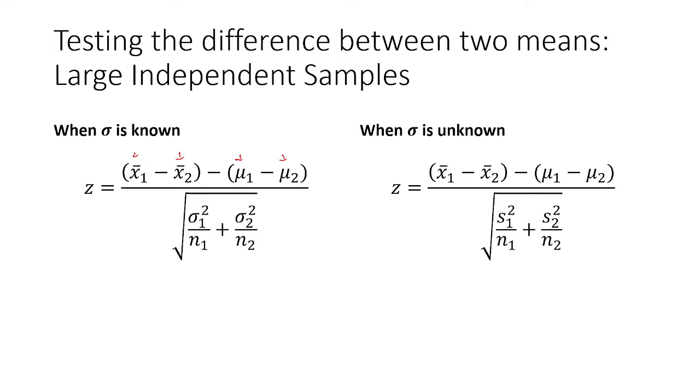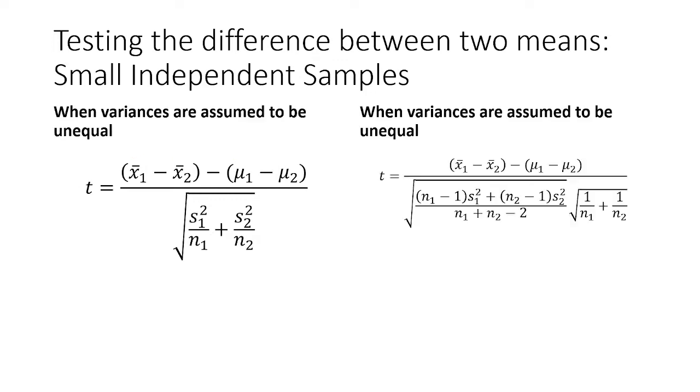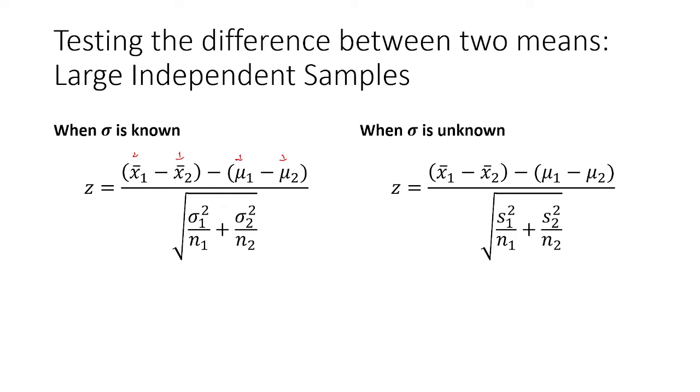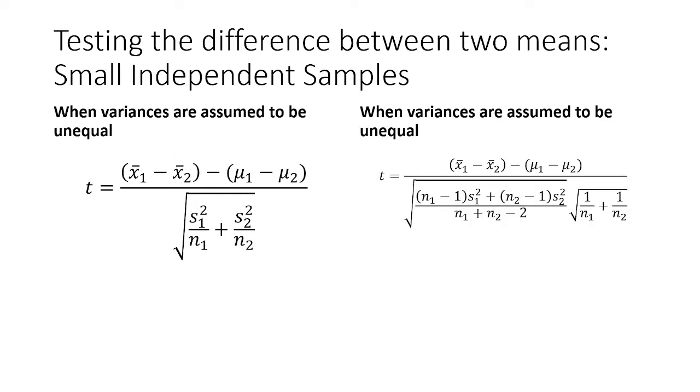Kapag alam natin yung sigma, we'll be using this left one. Kapag hindi natin alam kung ano yung sigma, gagamitin natin yung sample standard deviation. So, same goes. Ang magbabago lang talaga ay yung formula. And for small independent sample, since this is large, we will be using z test. And for those small, bakit dalawang beses siya lumabas? Anyway, for small independent samples, we will be using these formulas.